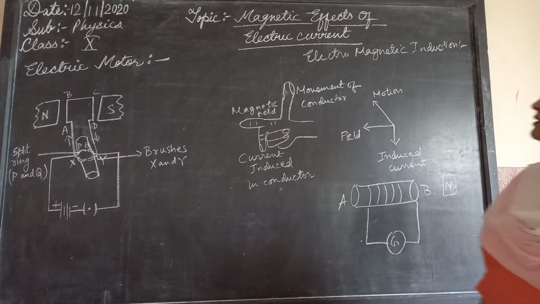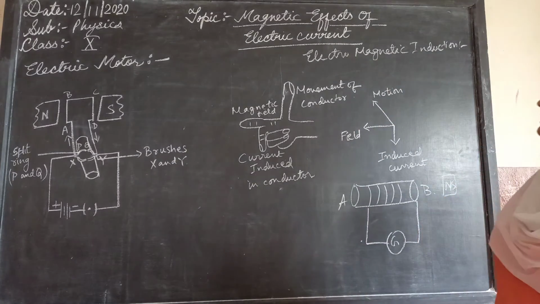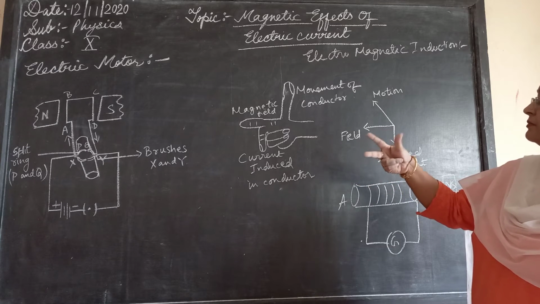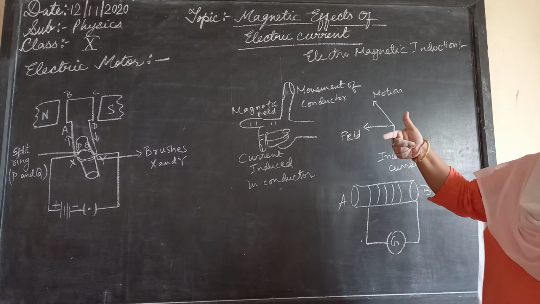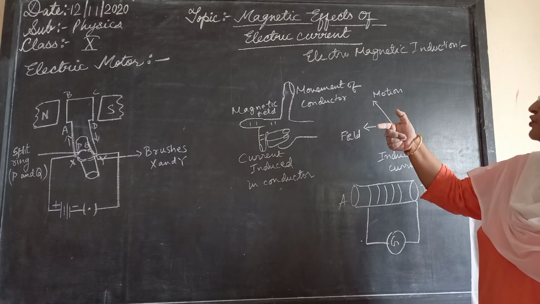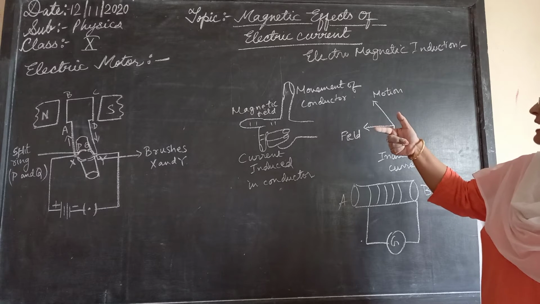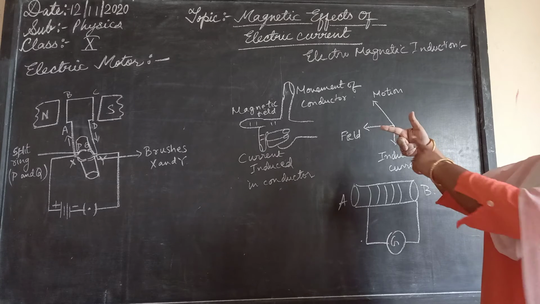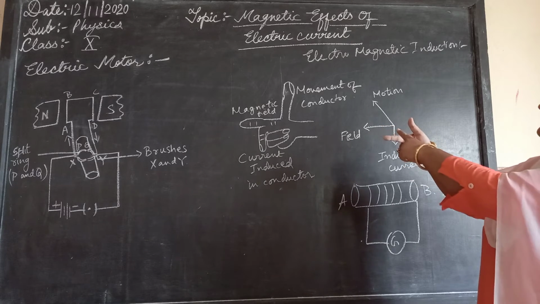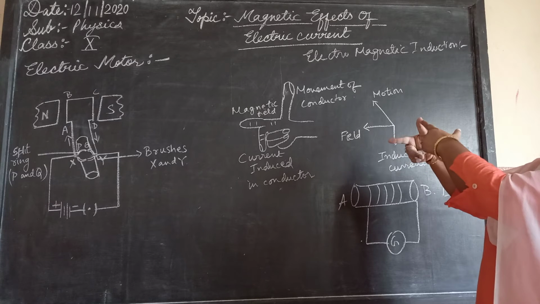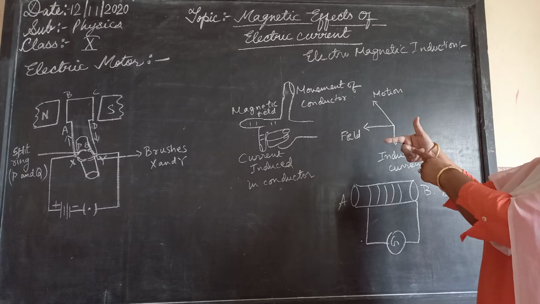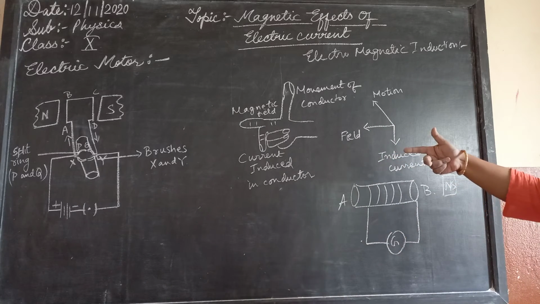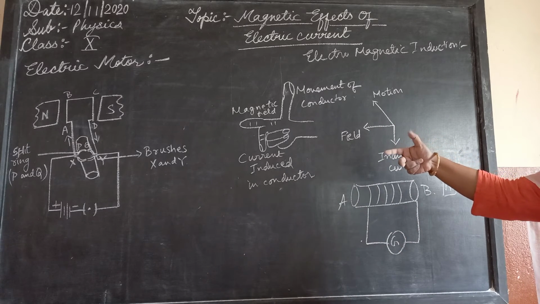Now the theory behind it is that we have the thumb rotating in this direction. So this is the motion, this is the field, and this is the induced current. This is the magnetic field, this is the motion, and this is the induced current.